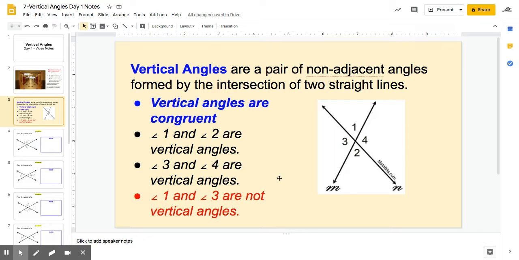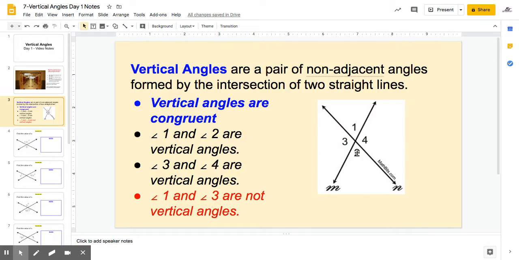Same goes for vertical angles. Vertical angles are a pair of non-adjacent angles formed by the intersection of two straight lines. So in this picture here, I have two straight lines that are being intersected, which means they are crossing, line L and line M. And when they cross, they form four angles in total. Angle 1 and angle 2 are across from each other on that point of intersection, making them vertical angles. Vertical angles are congruent, which means that they are equal to each other. So they're going to have the same angle measure.